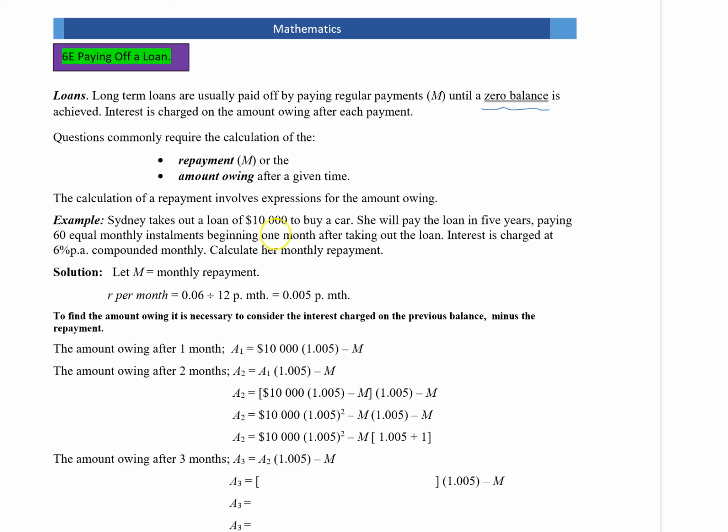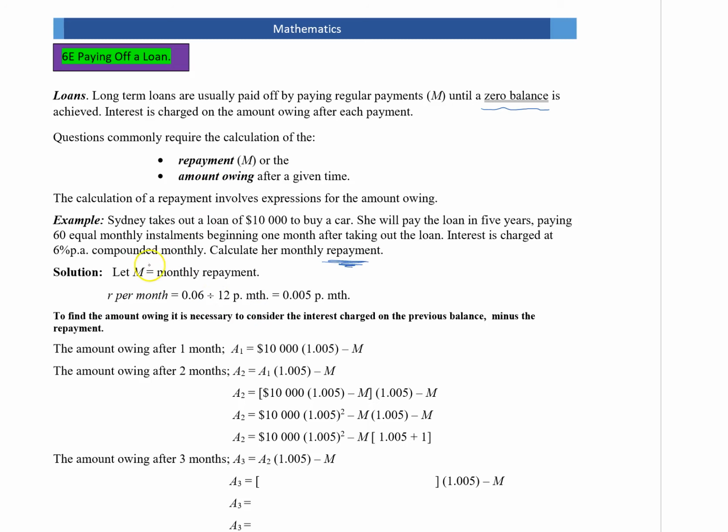Sydney takes out a loan of $10,000 to buy a car. She'll pay the loan in 5 years, paying 60 monthly instalments, beginning 1 month after taking out the loan. Interest is charged at 6% per annum, compounded monthly. Calculate her monthly repayment. And again, this is a really common question where you're asked to get the repayment.